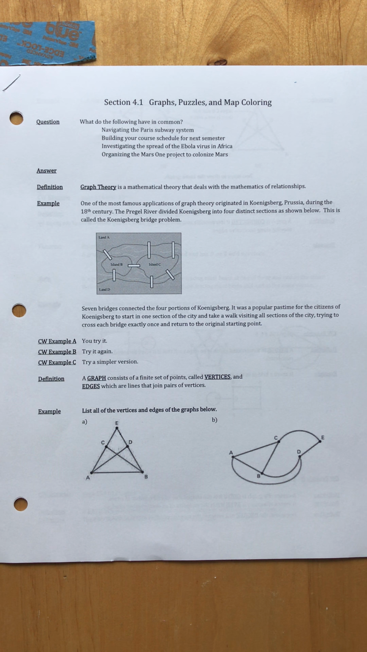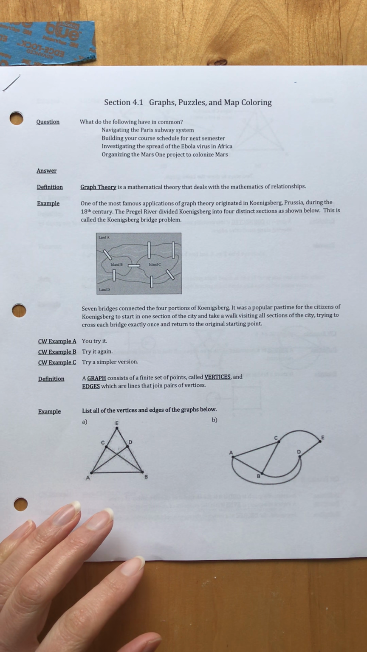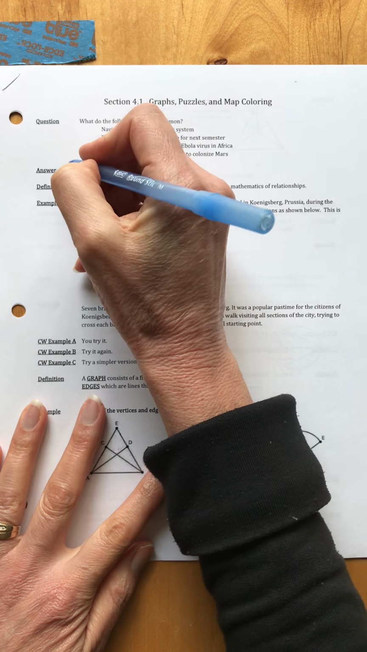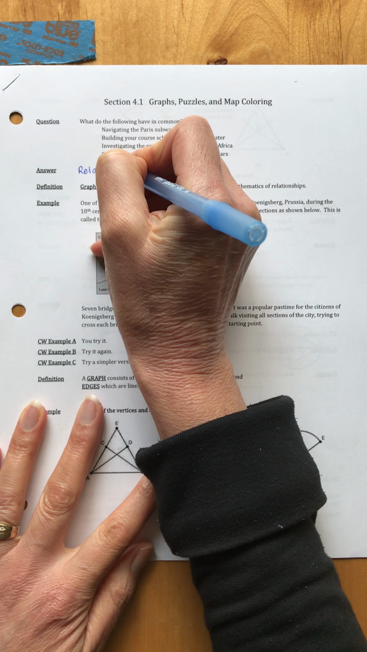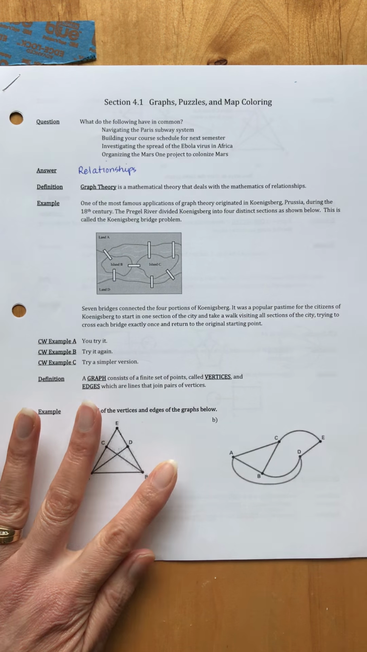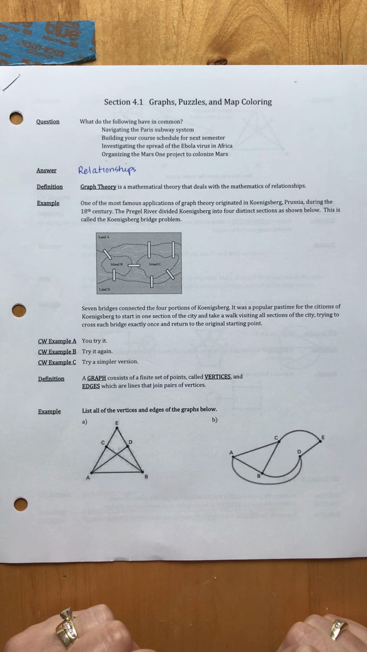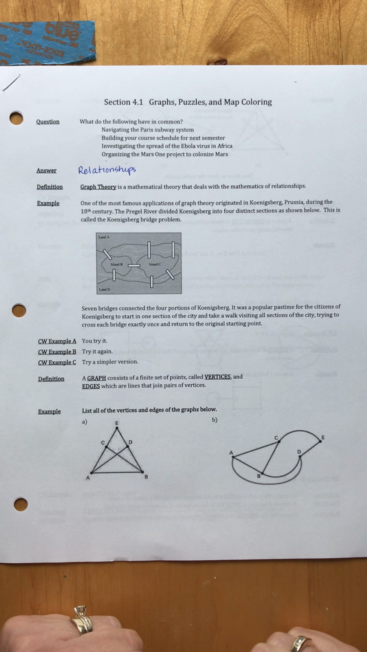Let's continue on with section 4.1. What I'd like you to do is read the question, pause the video, and then we'll go ahead and answer the question. All right, I don't know what you answered, but the answer is relationships. All of these involve relationships, and that's what graph theory is all about. It's a mathematical theory that deals with the mathematics of relationships.